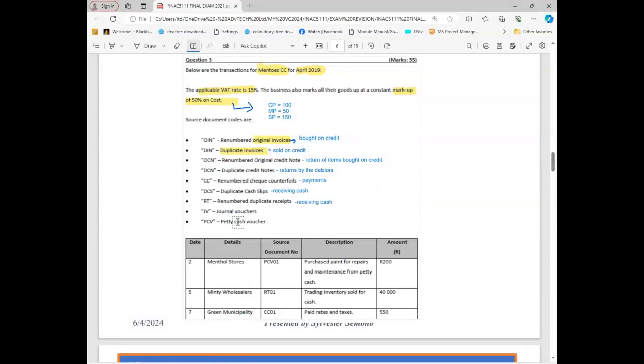So obviously you must know where to go. This one is for general, meaning GJ, transactions not recorded in the other journals. Remember, I gave you notes on those ones, so you must go and check, guys. So not recorded in the other journals.